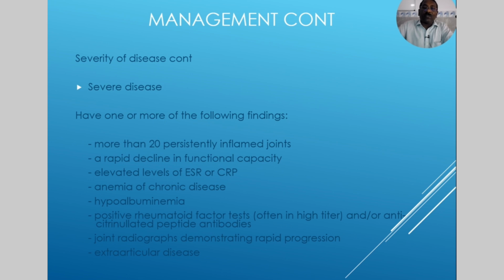A positive rheumatoid factor test and anti-citrullinated peptide antibodies, the anti-CCP antibodies. See the joint X-rays demonstrating rapid progression. So definitely there is a lot of ulnar deviation, aggressiveness, etc., and extra-articular disease, bony lesions, a lot of elevated markers, and the patient is very aggressive with functional disability. So obviously the patient has severe disease.